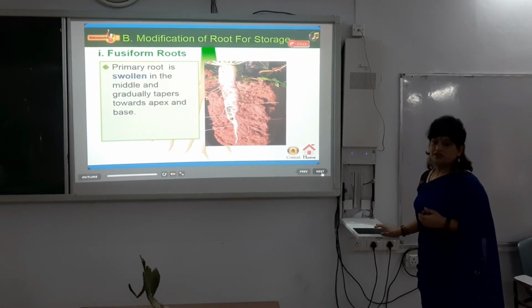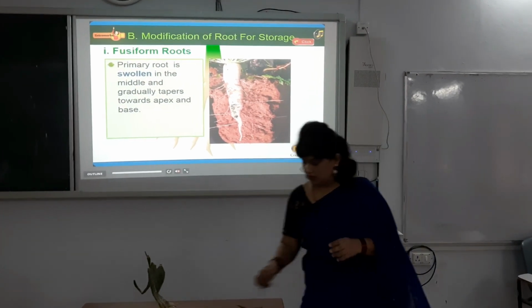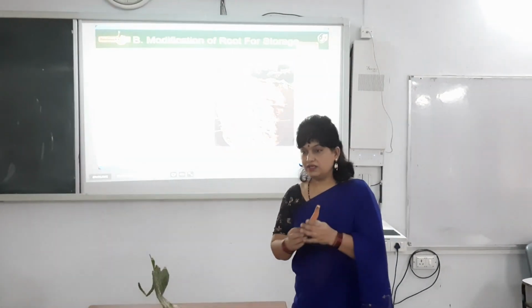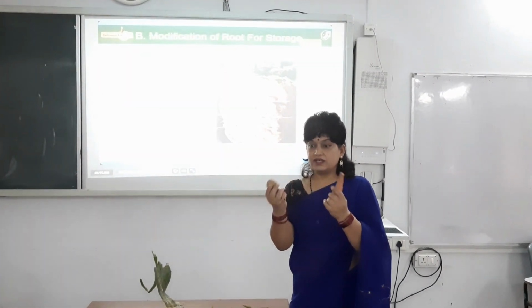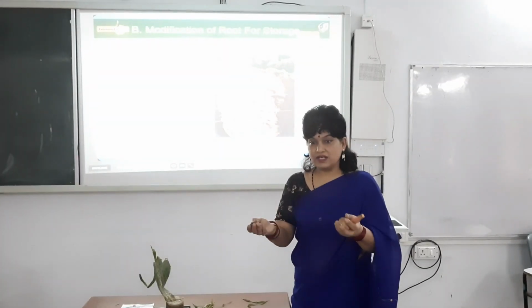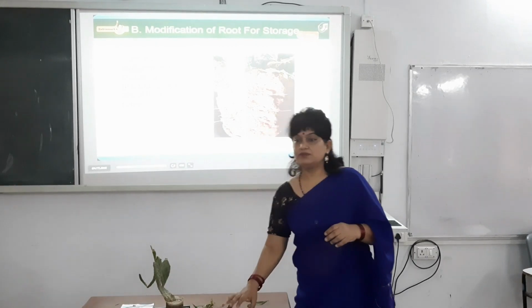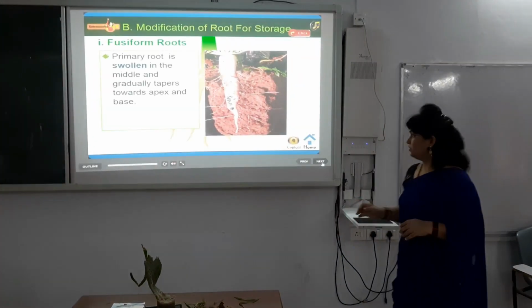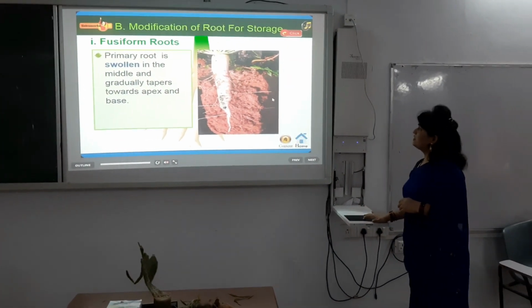Storage roots. We have seen the roots here. They are basically meant for storage, like the carrot. Other examples: radish, carrot, turnip. These are all roots which help in the storage of food. So let us see some of the examples here.